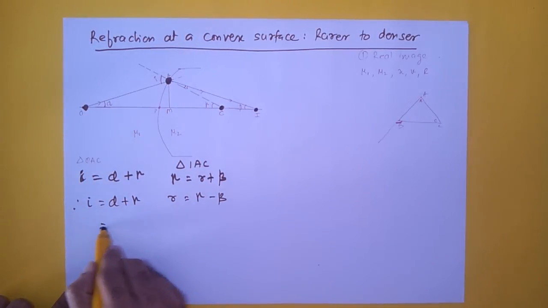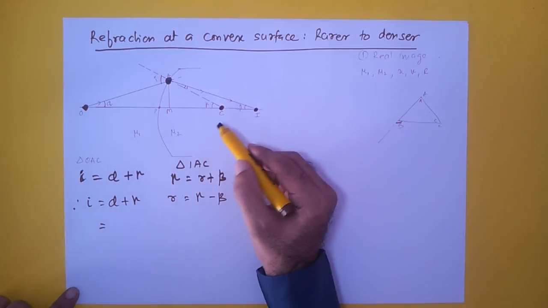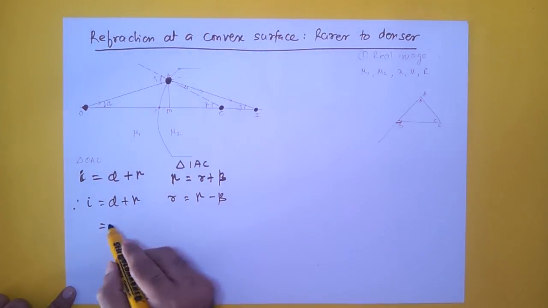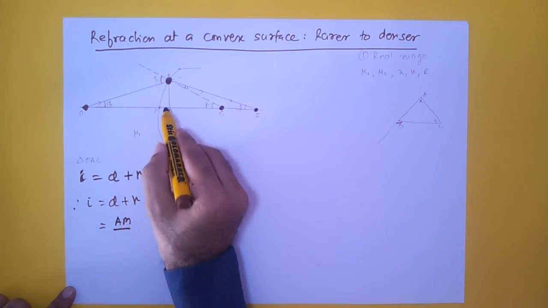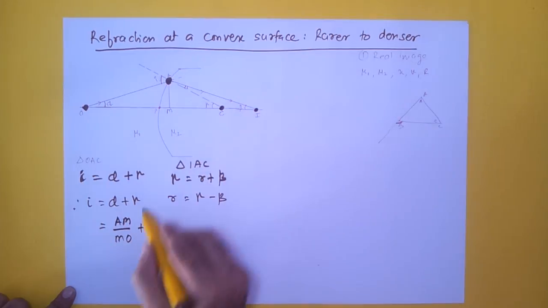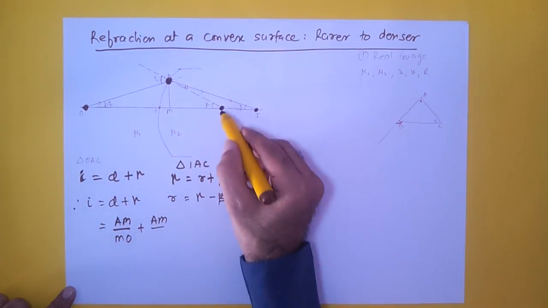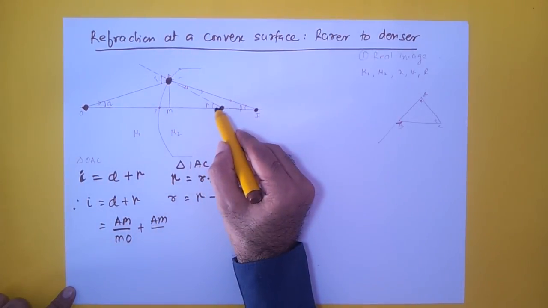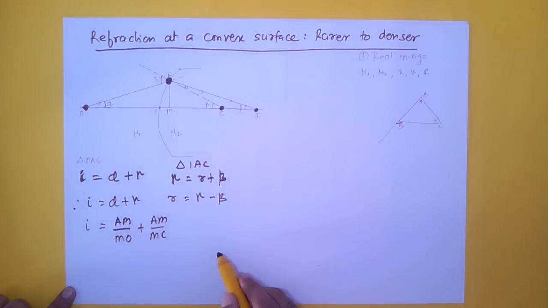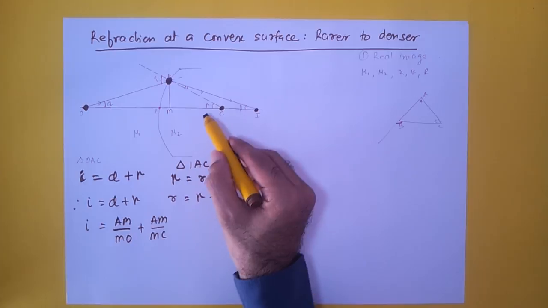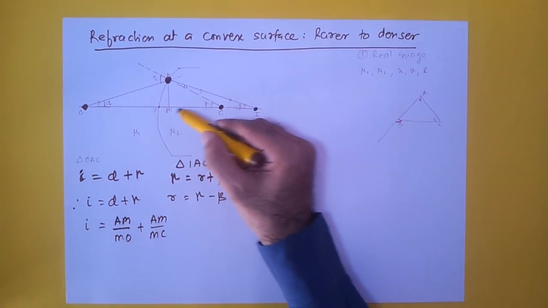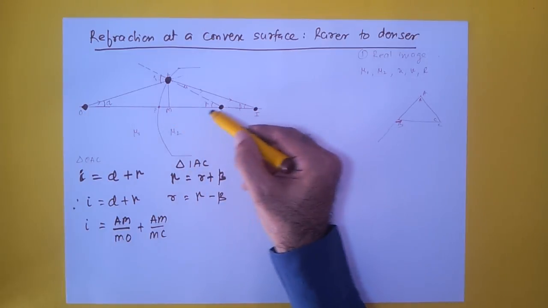Now, what is alpha? If you look at angle alpha, I can write down alpha is equal to AM upon MO. Plus, what is gamma? Gamma is equal to AM upon MC. And you know what we have done? We have assumed that these two angles are very, very small, and therefore the angle is equal to opposite side upon the adjacent side.